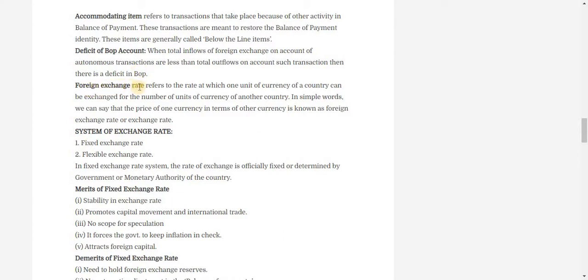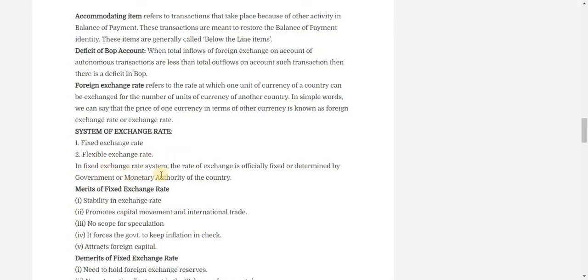Foreign exchange rate refers to the rate at which one unit of currency of a country can be exchanged for the number of units of currency of another country. In simple words, the price of one currency in terms of another currency is known as foreign exchange rate or currency rate. System of exchange rate: 1. Fixed exchange rate. 2. Flexible exchange rate.